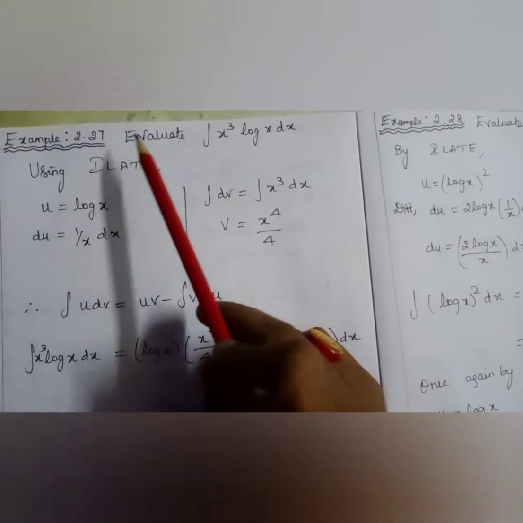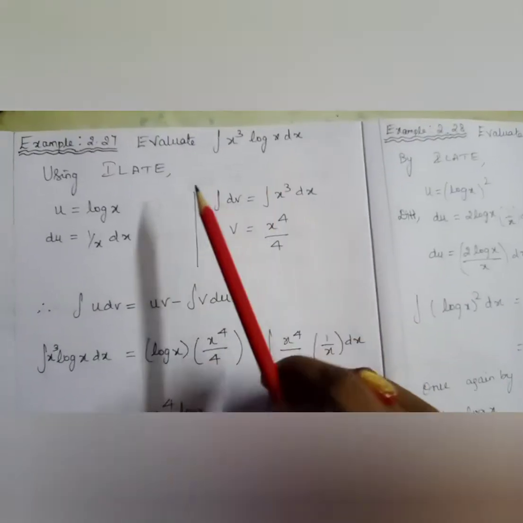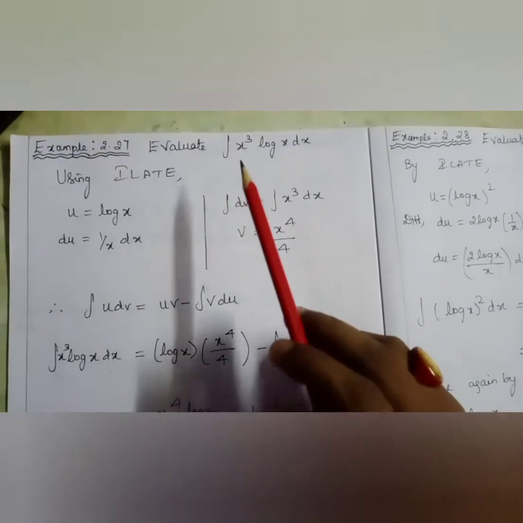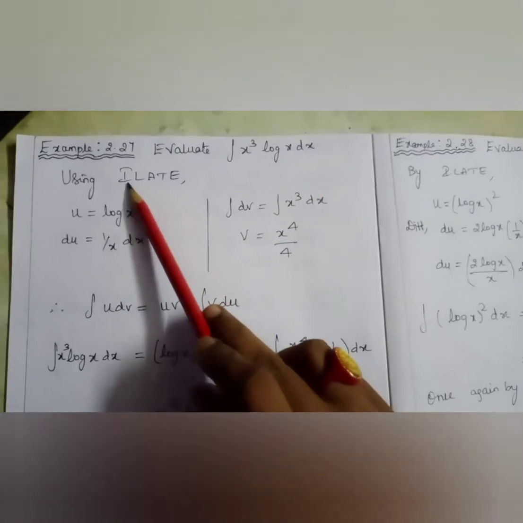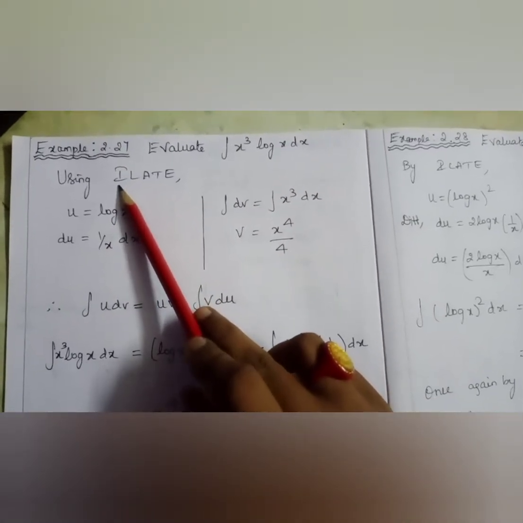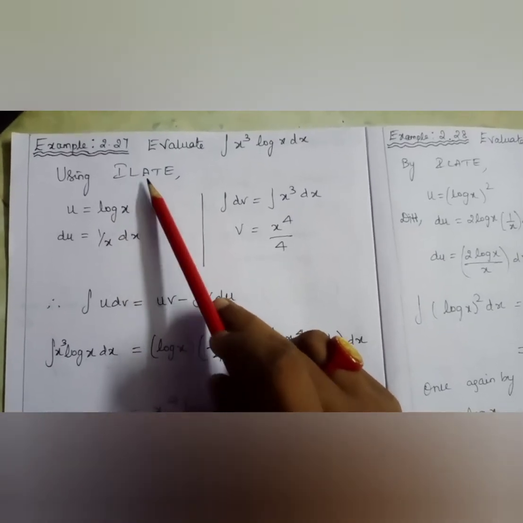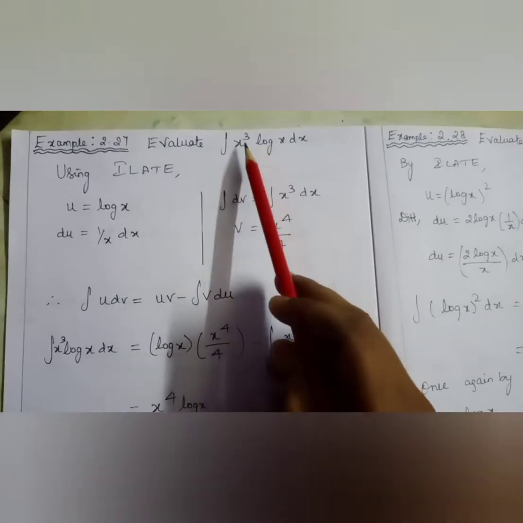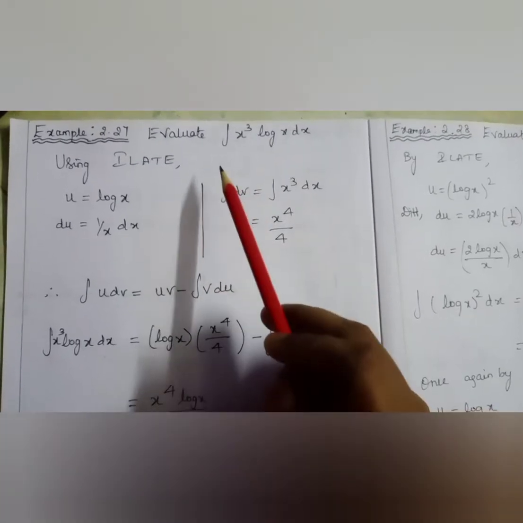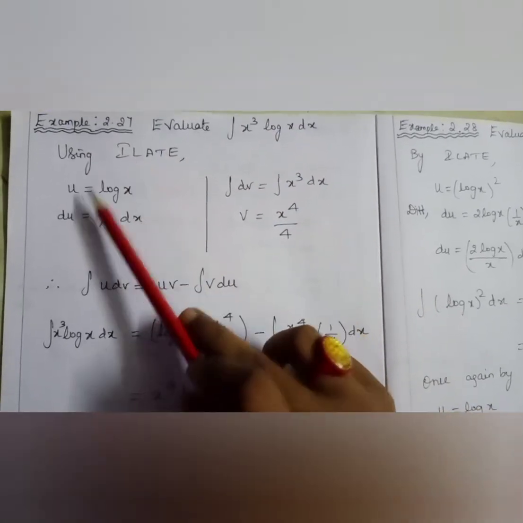Example 2.27, evaluate integral x cube log x dx. Okay, so just now we saw how to decide what is u and what is dv using ILATE. I stands for the inverse trigonometric function, that is sine inverse, cos inverse, like that, and L for the logarithmic, A algebraic, T trigonometric and E exponential. Here we are having algebraic and logarithmic together. So logarithmic is in the second position, so it has to be taken as u.